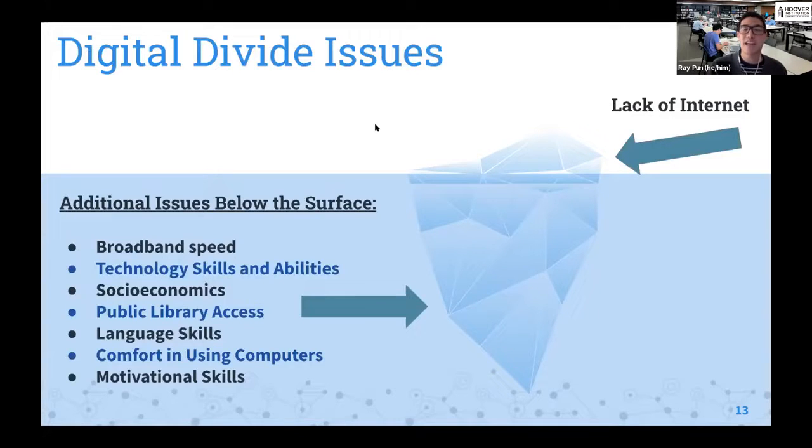And I want to share that below the surface, thank you for playing this activity here, there are a host of issues: broadband speed, like some of you have mentioned, tying to infrastructure, technology skills and abilities, socioeconomics, public library access, language skills, comfort in using computers, and motivational skills. All of these issues really indicate that not one library or one entity can address this issue. We recommend, for example, community partnership creation, and that's what we'll cover next in the toolkit process.